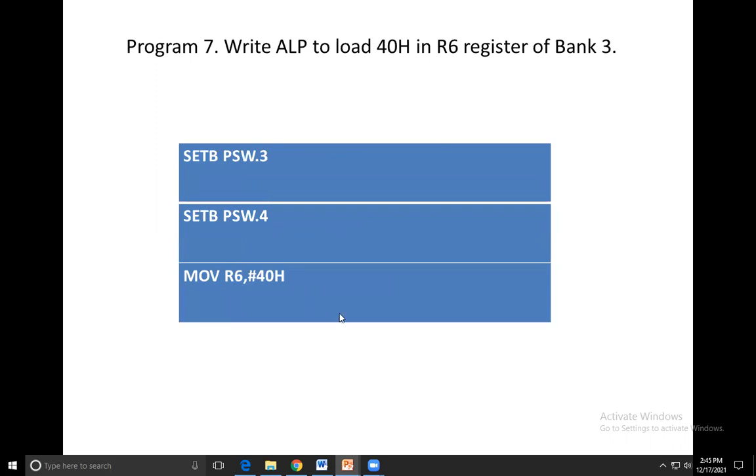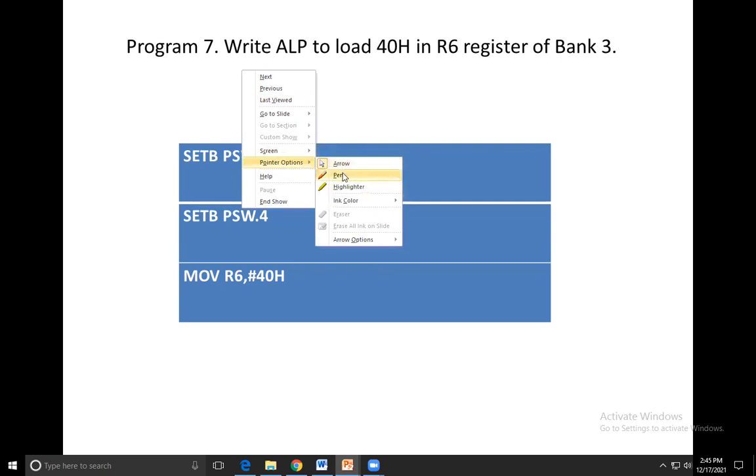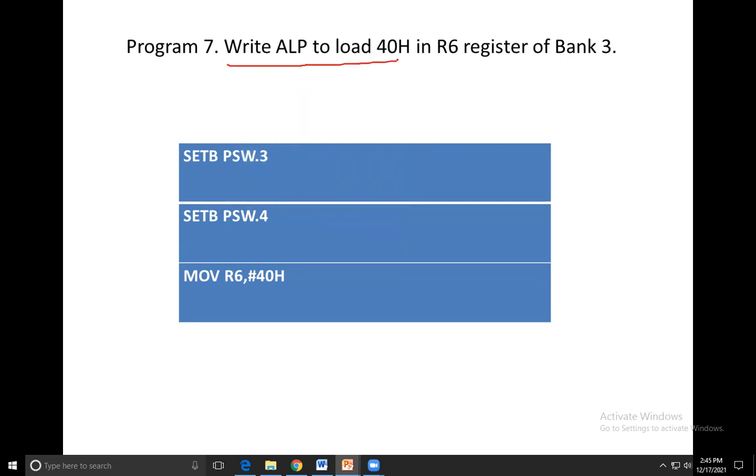Then see, this is also a program. Write an ALP to load 40H into the R6 register in bank 3. So this is the important point: bank 3, R6 register of bank 3.